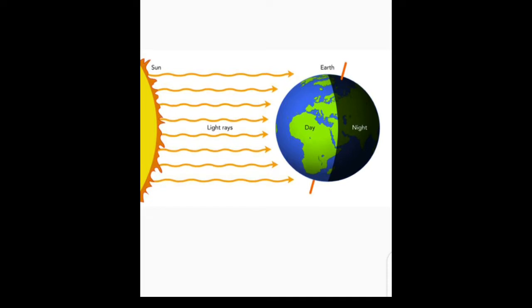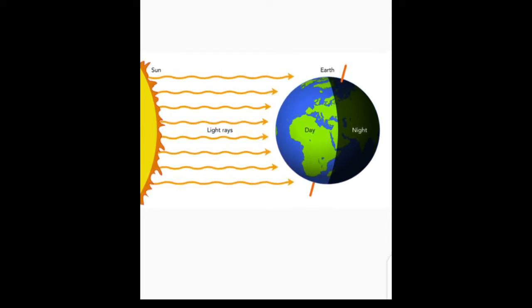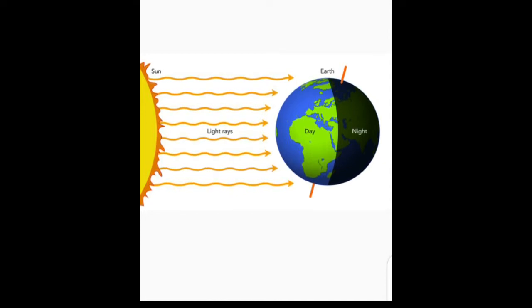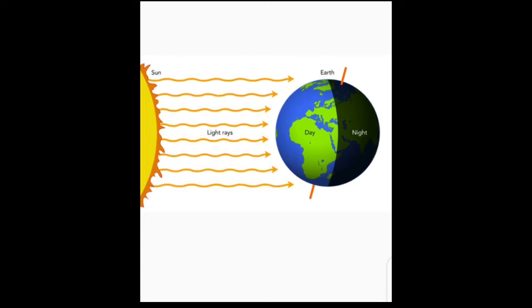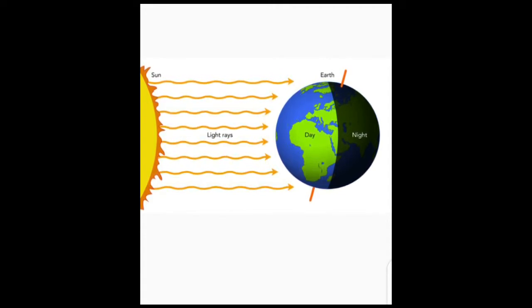As earth rotates, 1/2 of it faces the sun. This part of the earth that gets light from the sun has day, and the other half of the earth that is away from the sun has night. Therefore, the rotation causes day and night.